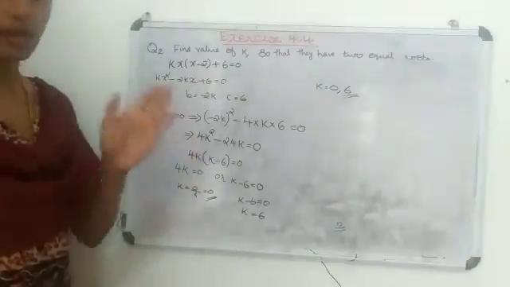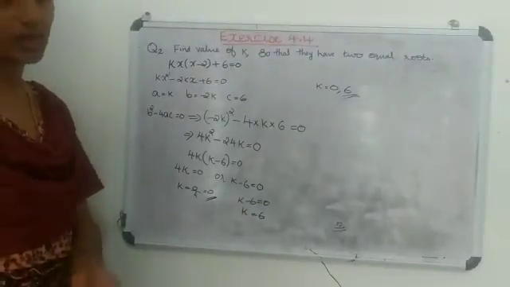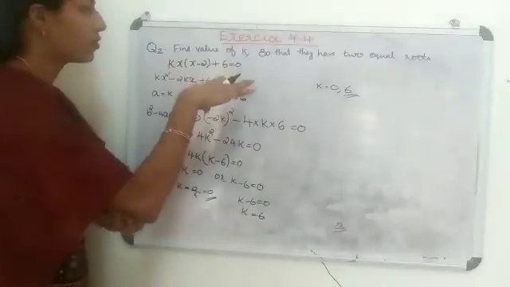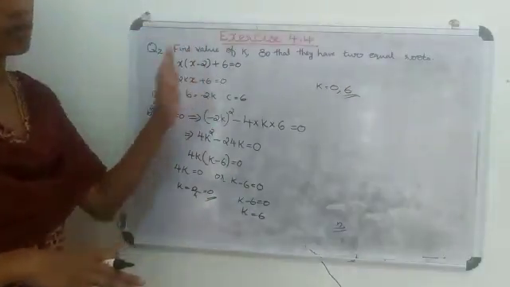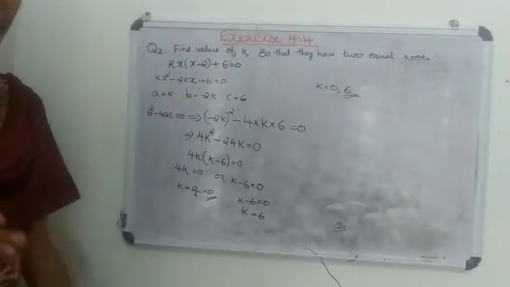Similarly you can do the other problems also, same method. Find the value of k. You just write the equation, find out b square minus 4ac and then do the problem.